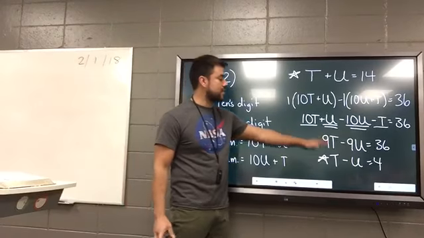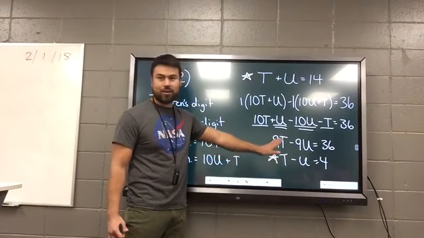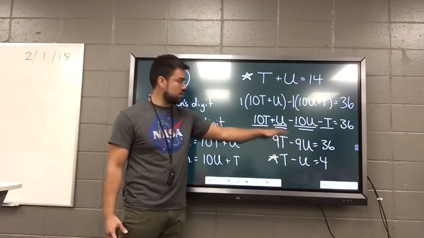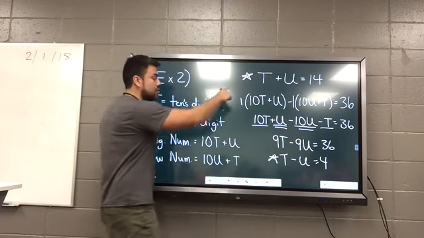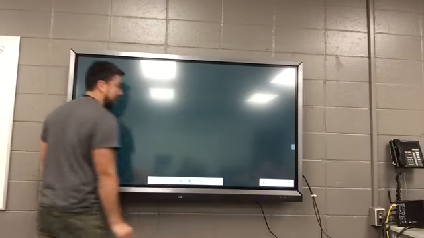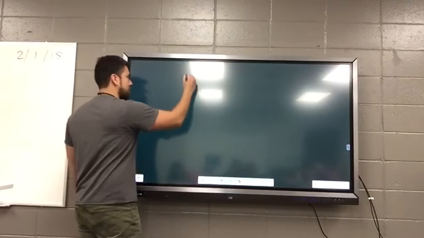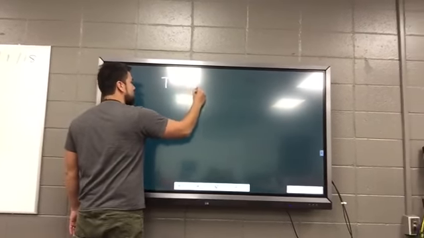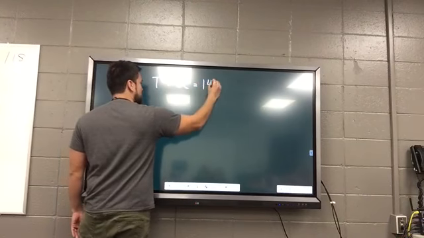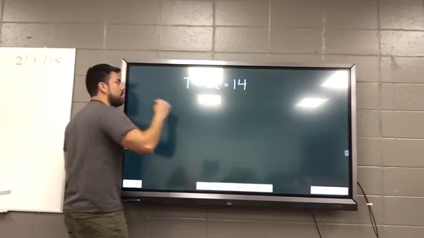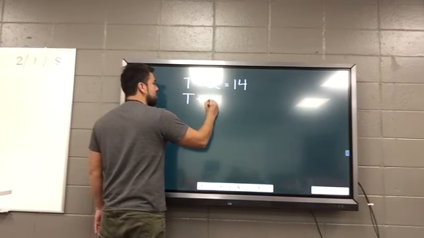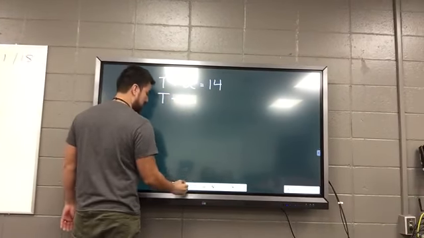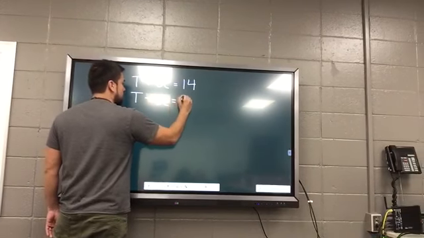I'm telling you right now, if you didn't see this, like you're like, Mr. A, no, I didn't see that, you could still use this with that one. But I'm going to use those 2 equations now, and I'm going to see what you guys think about them. So I have t plus u equals 14, and then t minus u was 4.